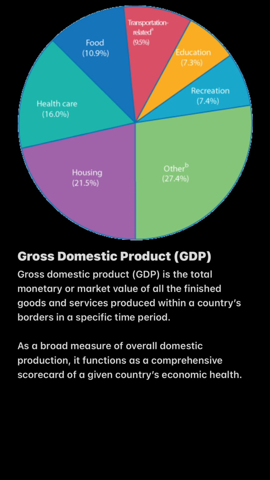As a broad measurement of overall domestic production, this functions as a comprehensive scorecard of a given country's economic health, and this covers food, transportation, education, recreation, other housing, and healthcare. And note that these are finished products, okay? So positive GDP, positive growth, means that the country is doing well. You can think of it like A plus, B plus, C. Negative, falling down, the country is coming down. It's not making as much money. So we're looking at the C's, the D's, and the F's if you want to compare it to a scorecard or a grade card of sorts.